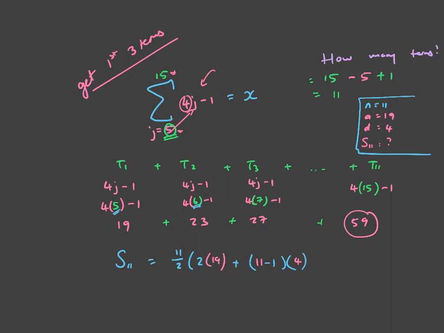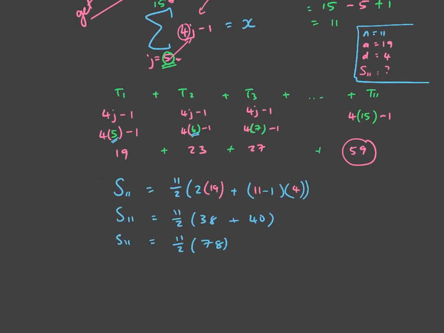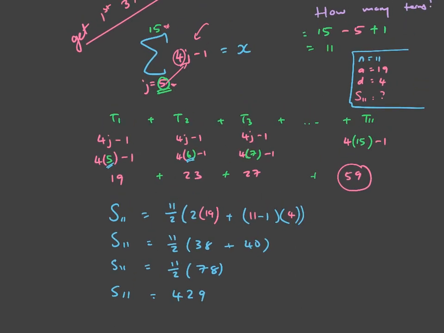So what we've got then is the sum of the first 11 terms, 11 over 2, that's 38, plus 11 minus 1 is 10, 10 times 4 is 40, and so the sum of the first 11 terms is 11 over 2 times 78. Do you guys know what 11 over 2 times 78 is? Yeah, that's equal to 429. So in other words, what did we work out? We worked out the sum of the first 11 terms of this sequence is equal to 429.